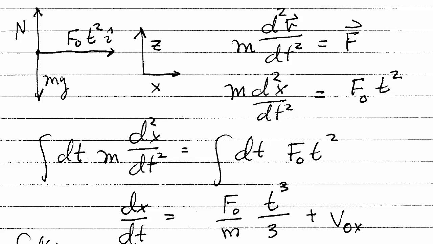Our next step is to insert the forces into the second law. So I actually write out the second law itself, m d squared r dt squared equals F, and then I note that the only interesting component of the motion here is in the x direction. We are on flat horizontal ground, the car stays on the ground, so N and mg must be canceling so that the z acceleration is 0. Our second line is then m d squared x dt squared equals F0 t squared.